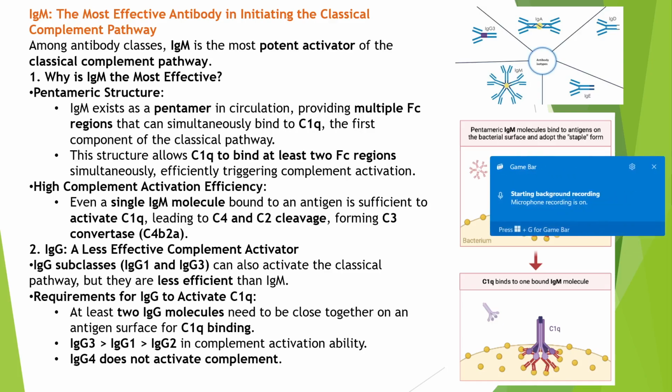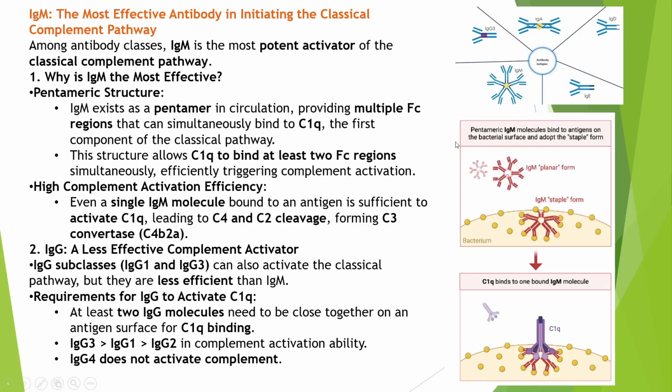Yeah. So the next is IgM. IgM is the most potent stimulus, or the most effective antibody in initiating the classical complement pathway. So among all the antibody classes, that is A, G, D, E, M, IgM is the most effective because it forms a pentameric structure. So IgM exists as a pentamer in circulation, providing multiple Fc regions that can simultaneously bind to C1q, the first component of the classical pathway.